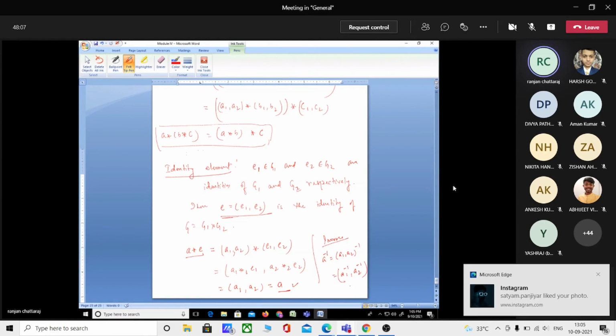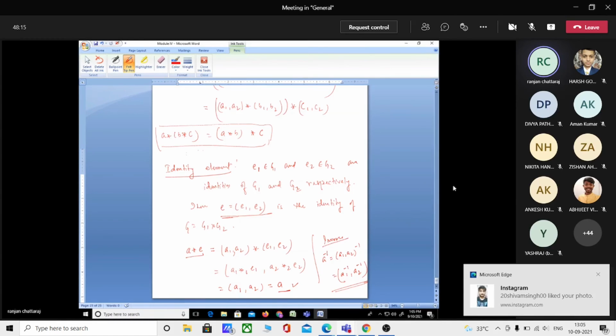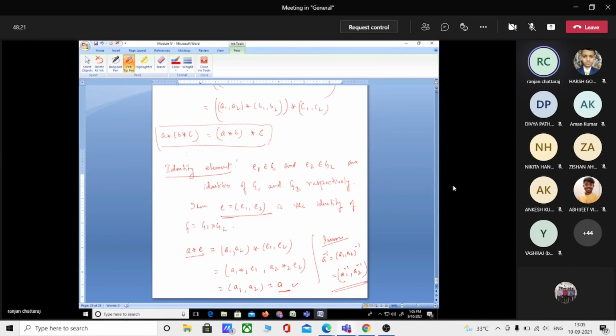So since you are considering A star B, each element, whatever it may be, these are elements of this G. So how to check it? That this is the inverse. You take A1 A2 inverse, this means A1 A2 asterisk this again, and if it comes E, then obviously it is easy to prove.